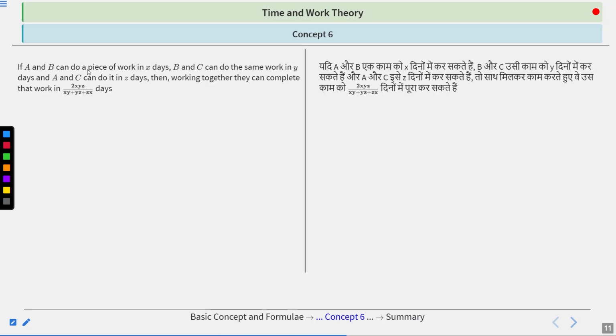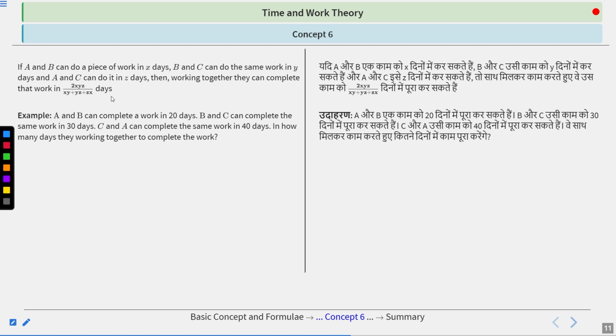If A and B can do a piece of work in X days, B and C can do the same piece of work in Y days, and A and C can do it in Z days, then working together they can complete the work in 2x into y into z upon x into y plus y into z plus z into x days. For example, A and B can complete a work in 20 days. B and C can complete the same piece of work in 30 days. C and A can complete the same work in 40 days. In how many days will they complete the work working together? So we use this formula.